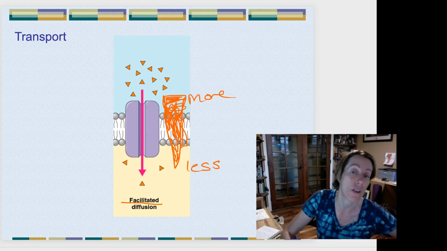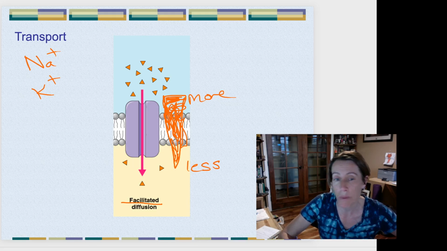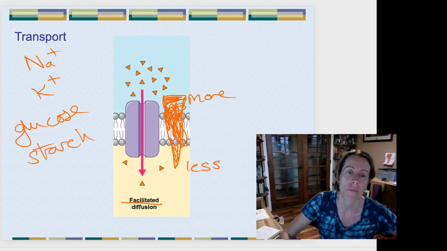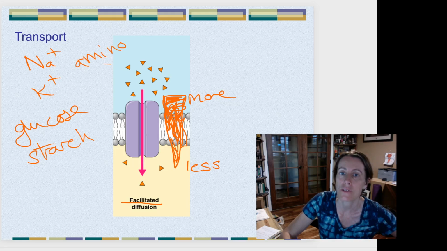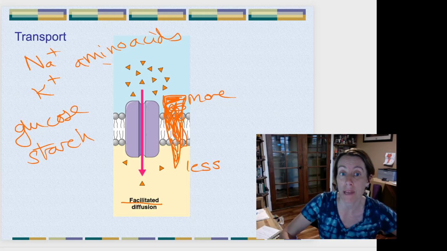So what could these orange triangles be? Well, there's a whole list. Remember we said any kind of ion, so Na+, K+, anything largish with a partial charge, like glucose, like starch, that's a really big molecule. Things that are like amino acids. These are all kinds of molecules that are too big and have charges or partial charges, or tiny but have charges, to pass directly through the bilayer. So they need this helper, this channel.